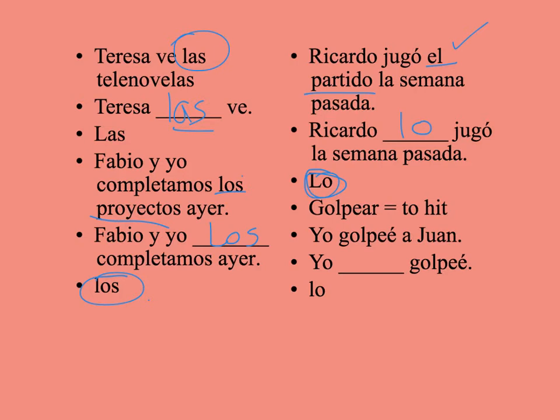Golpear is to hit. Yo golpeé a Juan. I hit Juan. I hit him. Juan is my direct object. He's a boy. That's why I choose lo, him, and I put it in front of my verb. Lo golpeé. But don't actually hit anybody. Hitting is very wrong.